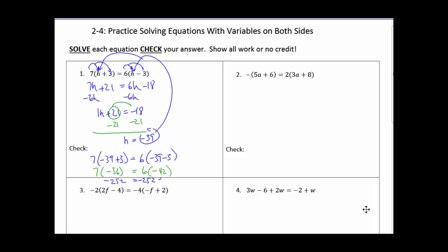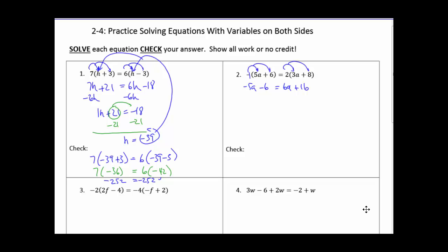Okay, number 2. Don't get confused. Remember this symbol out here, negative sign. Just remember, with no number out here, we treat it as a negative 1. So we're going to distribute a negative 1 through, or think opposite of both terms inside. So we're going to get negative 5a minus 6. And then we're going to distribute the 2 to both. So we get 6a plus 16.